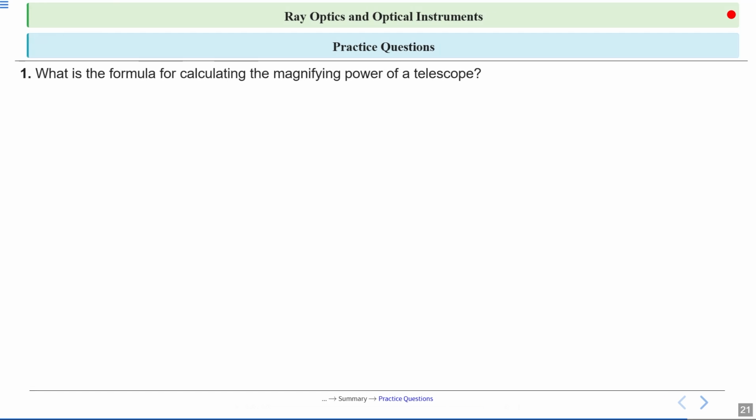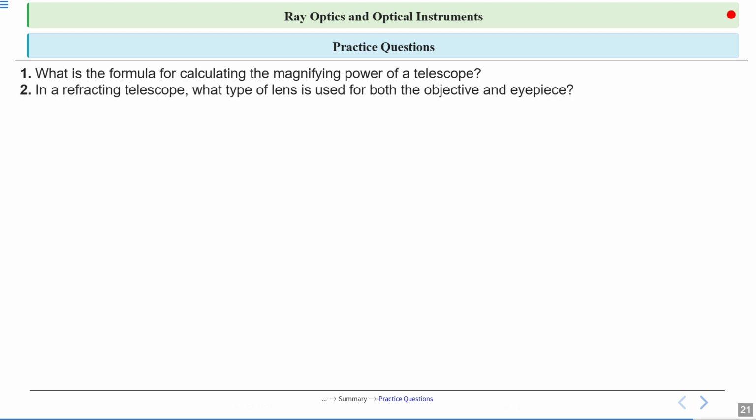There are some practice questions. In the first question, write the formula for the magnifying power of a telescope. Now let's reveal the next question.